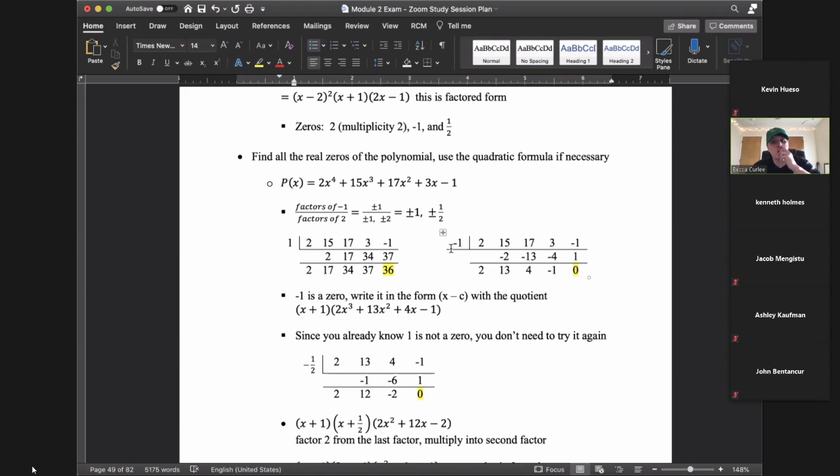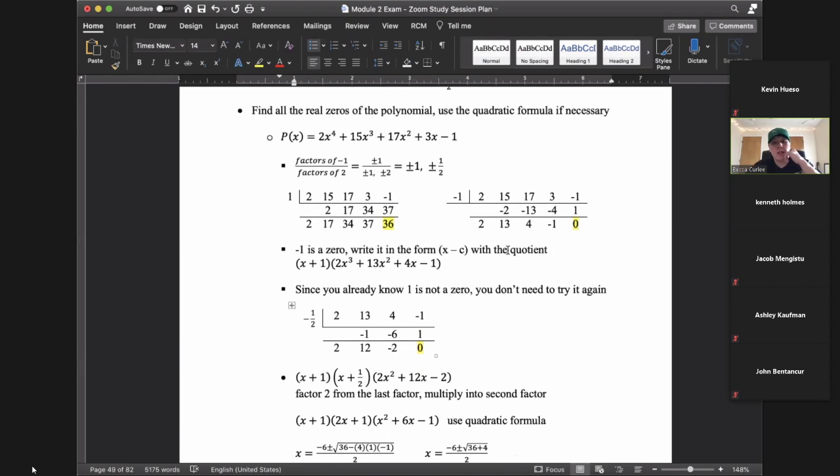So sometimes I like to go in the negative direction. If I see that I have a really positive remainder here, I might want to go in the negative direction with my possible roots. So we're going to try -1, and we find out that we have a remainder of 0. Since -1 is a zero, write it in the form x minus c with the quotient. So we've got x plus 1 times 2x cubed plus 13x squared plus 4x minus 1. Since you already know 1 is not a zero because it has a remainder of 36, you don't need to try it again.